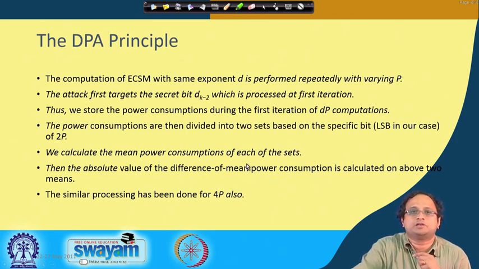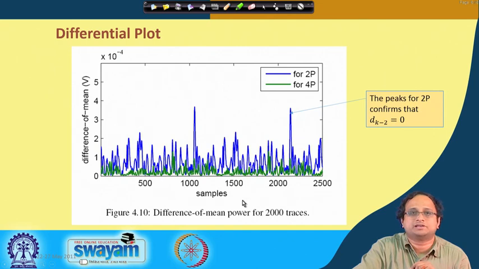We calculate the mean power consumption of each of the sets, and then the absolute value of the difference of the mean power consumption is calculated as the difference of means. A similar processing is also done for 4P. So here we observe a result. We show the differential plot when you are trying to correlate with both 2P and 4P.